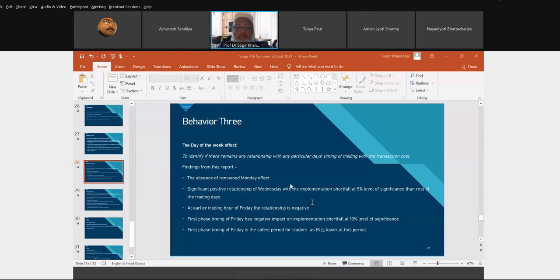So if the trader wishes to gain more portfolio return, they should trade in the first phase of Friday. It is the safest period for traders because implementation shortfall is lower in this period. The findings also match Khandokar 2017, Kane and Steinbach 1984, and are contrary to Amanullah and Sripalaju 2001. The question can be raised why the first phase of Friday is a better period for traders.